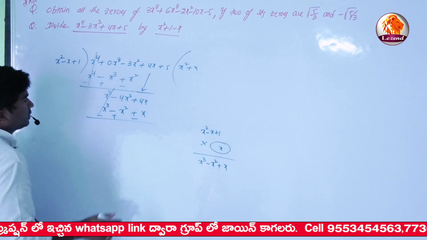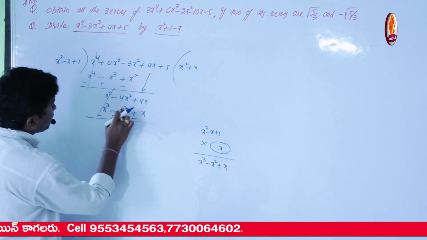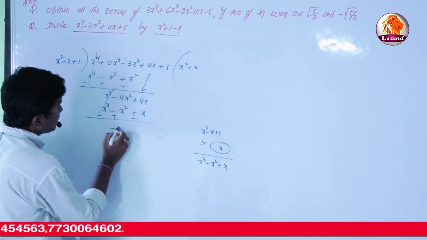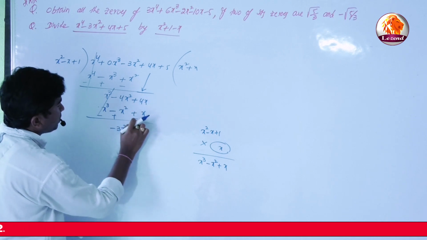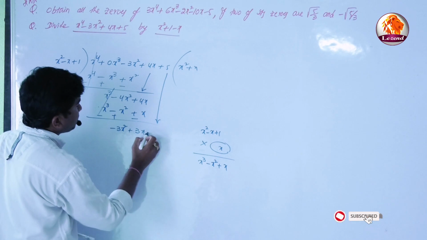These are cancelled. Why? Because plus x cube minus x cube cancels, minus 4x square plus x square gives minus 3x square, and 4x minus x is nothing but plus 3x. The last term is plus 5.